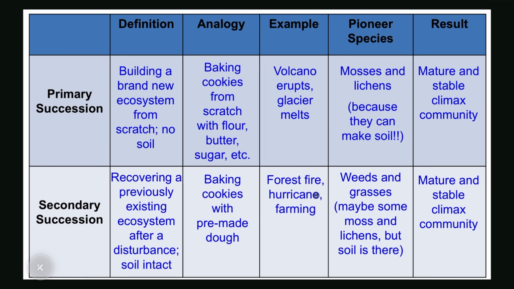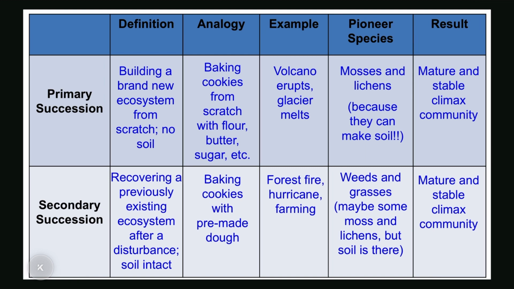For secondary succession, it could be a forest fire that burns up all of the plant life but leaves the soil intact. It could be a hurricane that floods all of the soil and the plants in that area, or breaks them off via wind. It could be farming, where we burn down or remove all the trees and then till up all the soil that had all of the grasses in it.